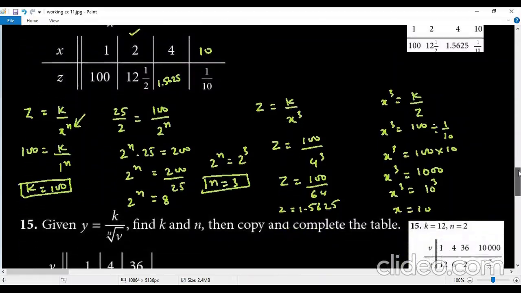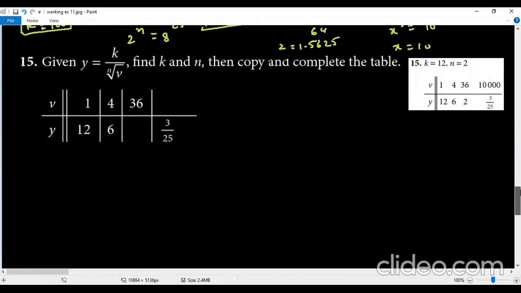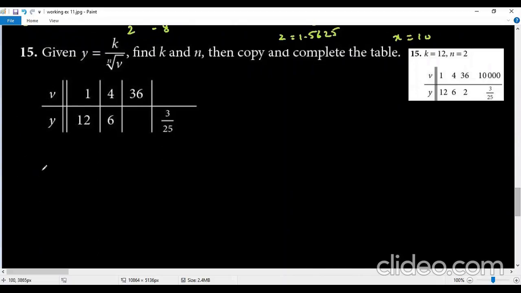Now we have reached question number 15. It says given y equals k over n radical v. Now in here, first of all, we need to find out the value of k, and I'll be using the first values, 1 and 12. It says y is 12 and k is unknown, and n is 1. That means k is equal to 12 times 1. That means the value of k is 12.